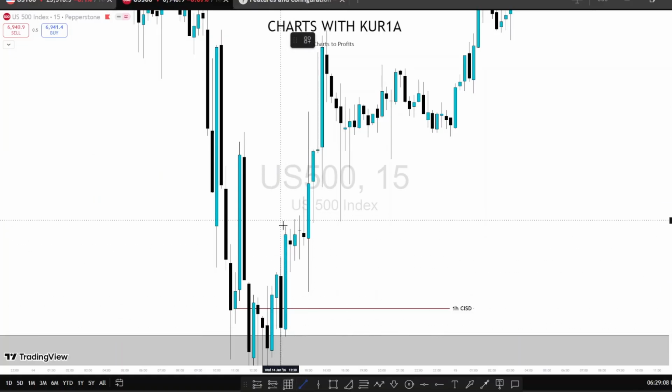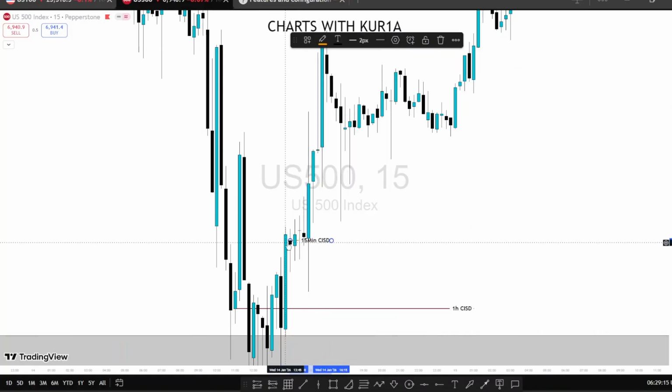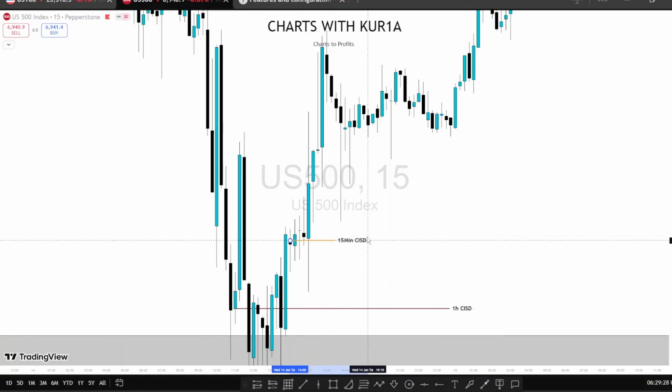So this was my 15-minute change in state of delivery. You can see that at 2 p.m. we opened and started to retrace lower, and then at 2:15, the 2:15 to 2:30 candle, price rallied to the upside, forming a 15-minute change in state of delivery.